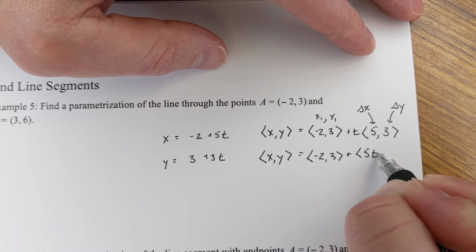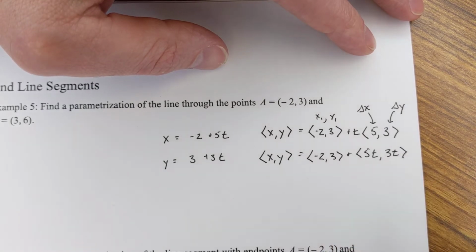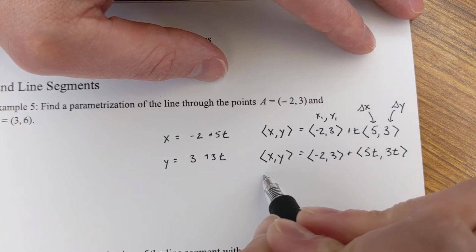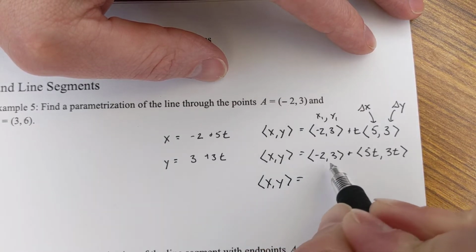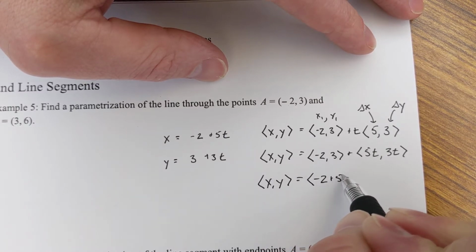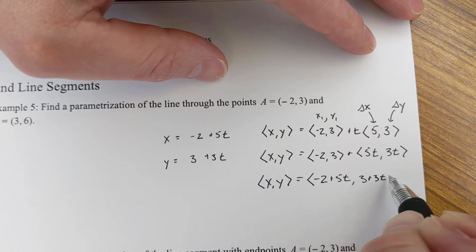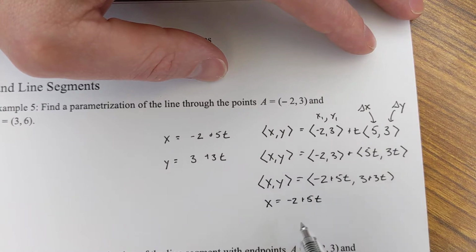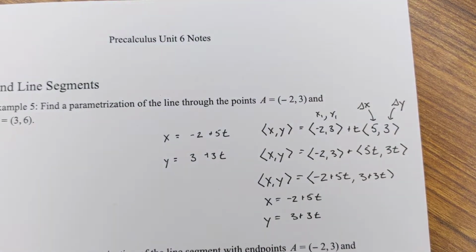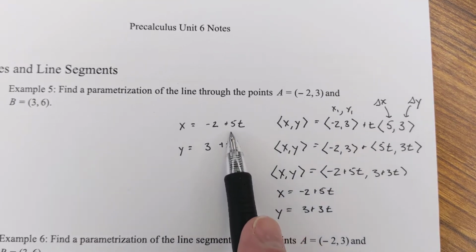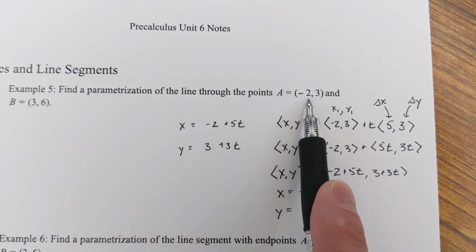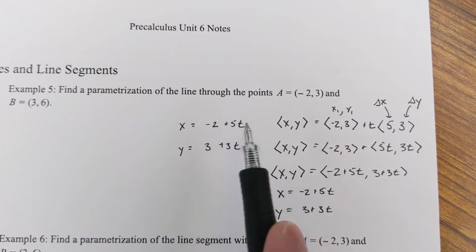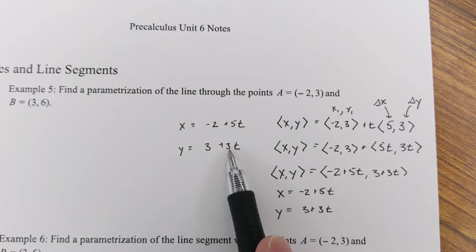Plus 5t comma 3t. So x comma y. When you add vectors, you add matching components, so -2 plus 5t comma 3 plus 3t, and then you can break it apart. So x has to equal the first part, so x equals -2 plus 5t, y equals 3 plus 3t. So that's where those equations come from, if you think about it in terms of slope or whatnot. This number here is just the change, so initial plus change. Going from -2 to 3 is a change of 5. Going from 3 to 6 is a change of 3.